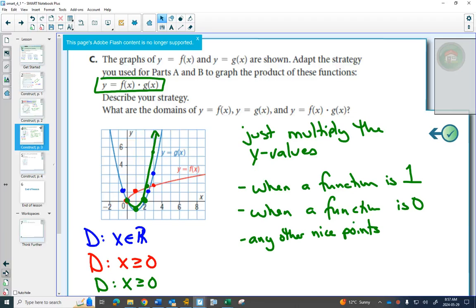The idea is, if you're adding, subtracting, multiplying, or dividing two graphs, your new graph can only exist if both the original ones exist. So since the red graph doesn't exist when x is negative, the green graph doesn't exist when it's negative.